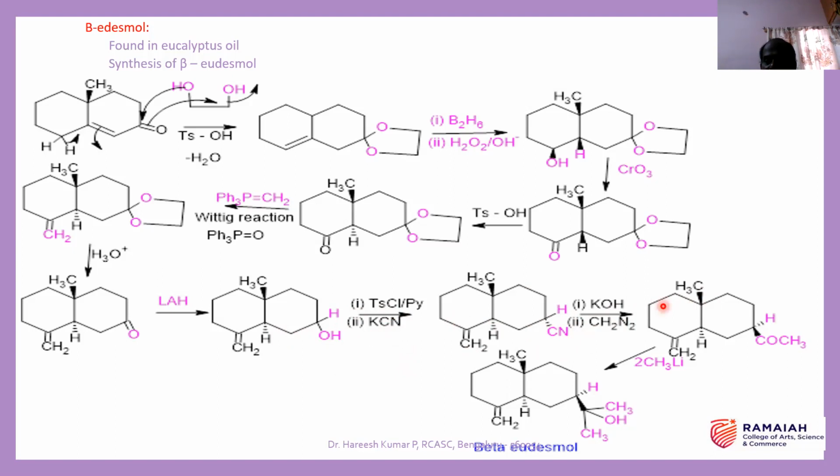Then what will happen from here to here? There will be involvement of hydrolysis. KOH means base hydrolysis. The nitrile compound is base hydrolyzed. When a nitrile is hydrolyzed by sodium hydroxide, it is possible to get an amide. Amide means CONH2. Once the CONH2 is obtained, it is treated with diazomethane. I think you are familiar with the diazomethane reagent. So the amide is converted into a ketone.